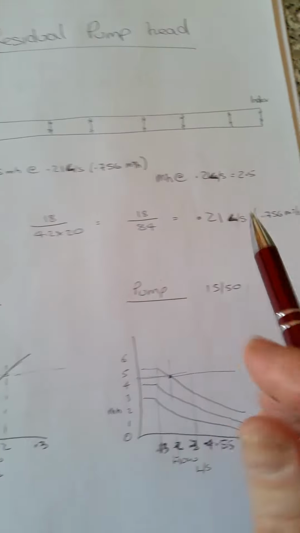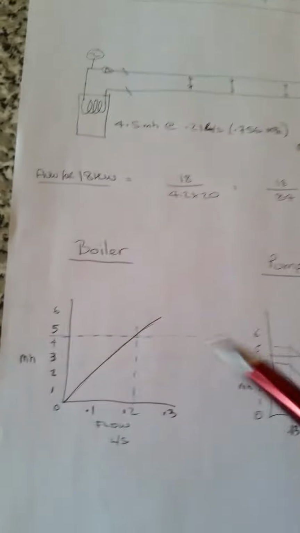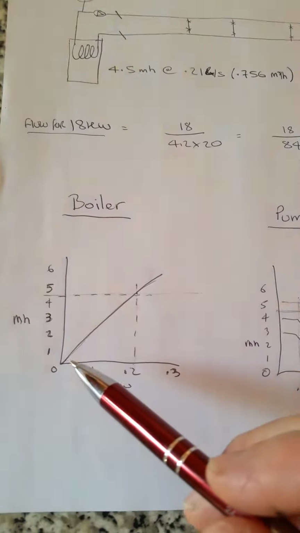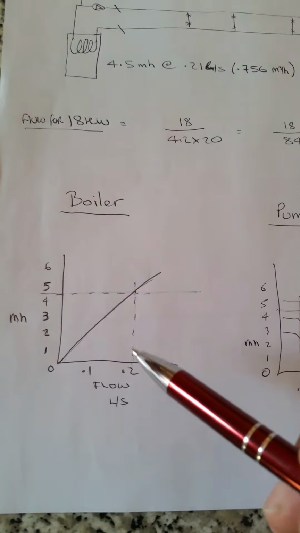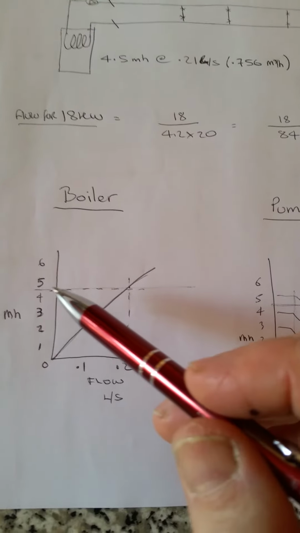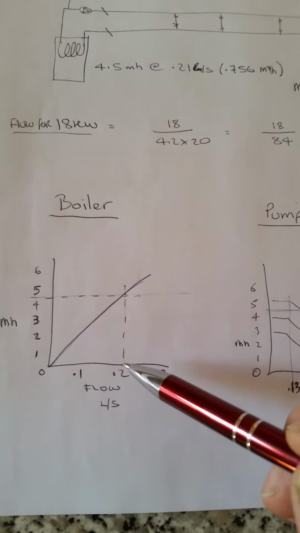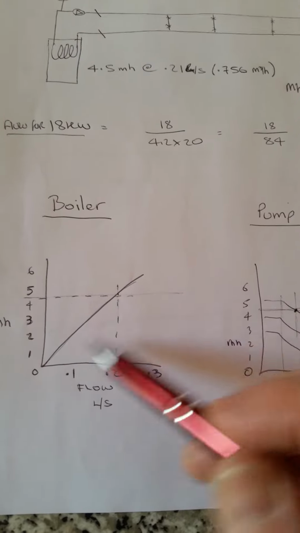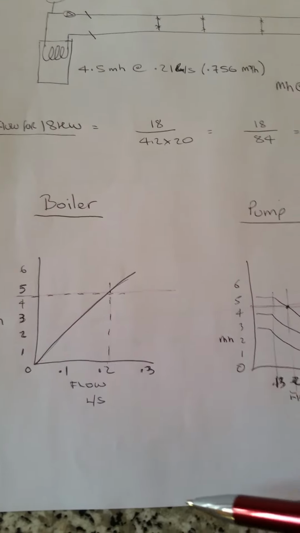Okay, so if we know what our flow rate is and we know what our resistances are, we can have a look at the graph in the boiler, as I said. And this is just a dummy kind of graph for the boiler showing 4.5 meters at just over 0.2 litres per second flow rate. And this one's from my video, just giving you a reference to that.